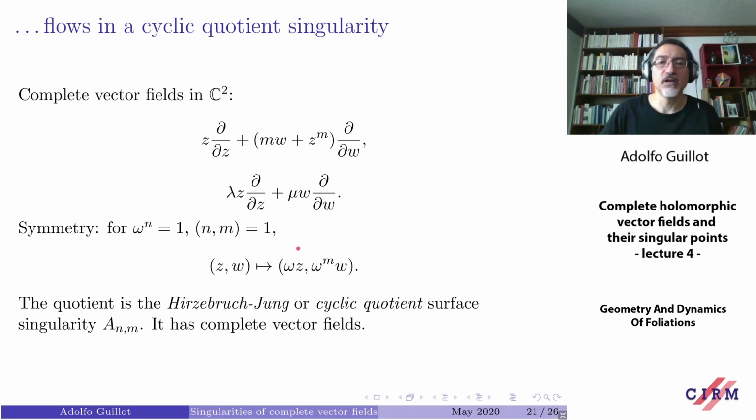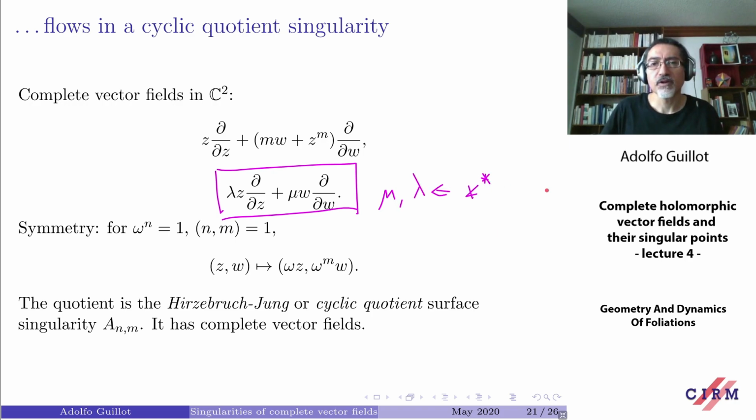And for the other one, let me tell you one example. So I have here two examples of complete vector fields in C2. The second one is with lambda and mu non-zero complex numbers. And these are complete. This is a complete vector field in C2. The first one is also a complete vector field in C2, in the Dulac normal form. The second one has two invariant curves, z equals 0 and w equals 0. The first one only has one invariant curve, the curve z equals 0. Okay, so all these vector fields, in this case, m is an integer. So all these give you complete vector fields.